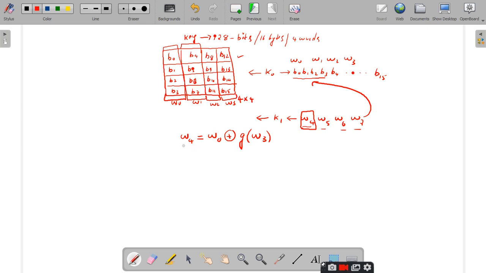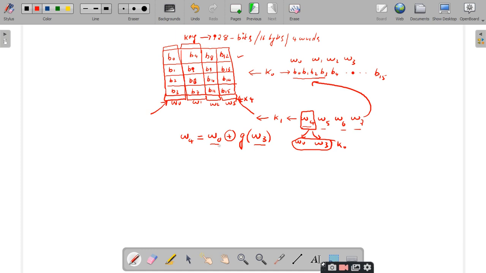So in order to generate W4, that is the first word of key K1, I am going to use W0 and W3, right? So this is important to generate the key. So what is it that we are using to generate W4? We are using word 0 and word 3 of K0. Is it clear? Yes, sir.